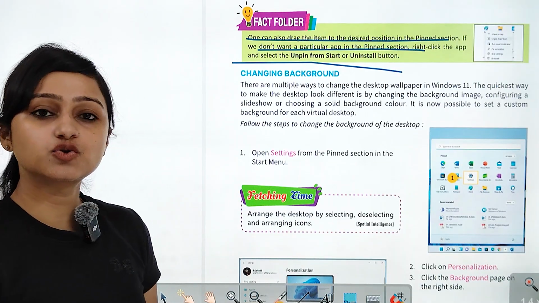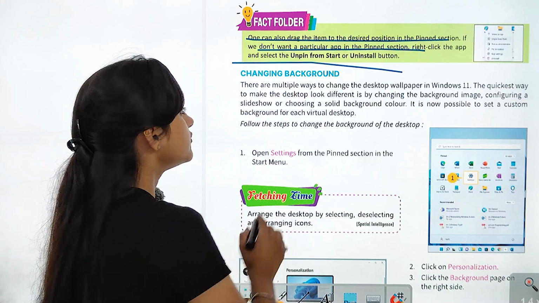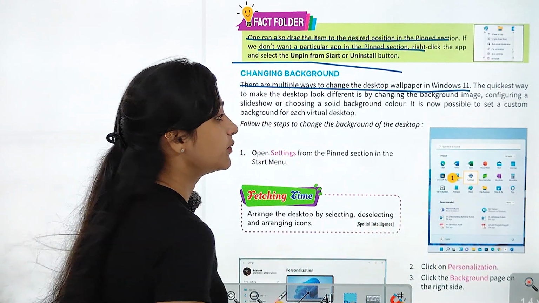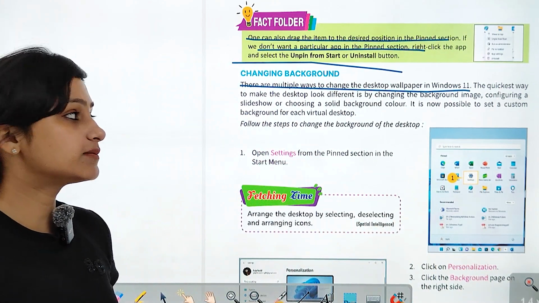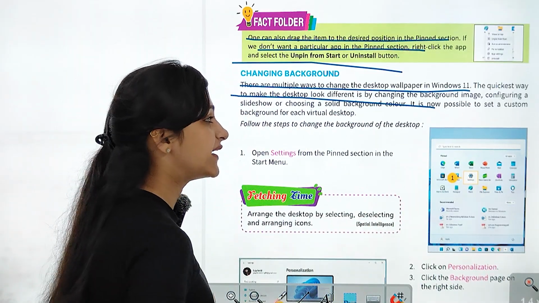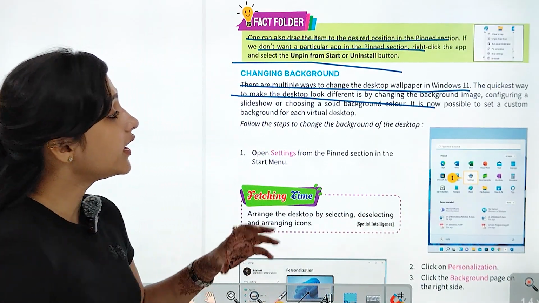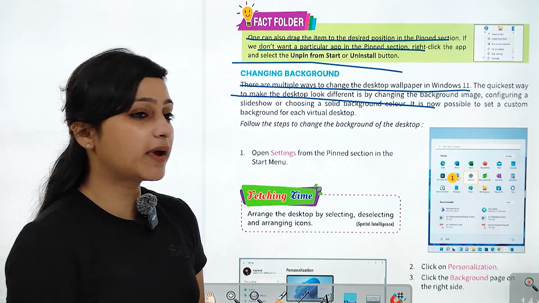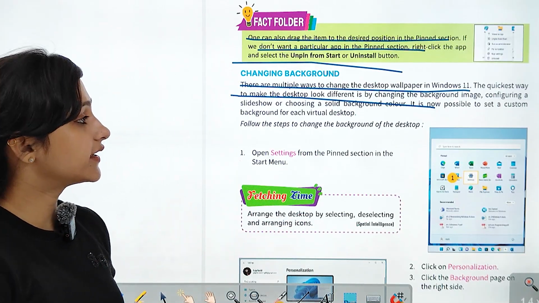Changing backgrounds को कैसे change करते हैं? There are multiple ways to change the desktop wallpaper in Windows 11. बहुत सारे multiple ways हैं. The quickest way to make the desktop look different is by changing the background image. Quickest way है, जो different लगता है, change करिए background image को. हम background image को change कर देंगे.